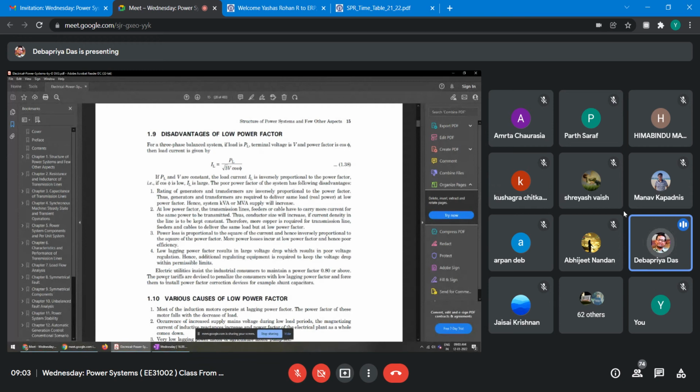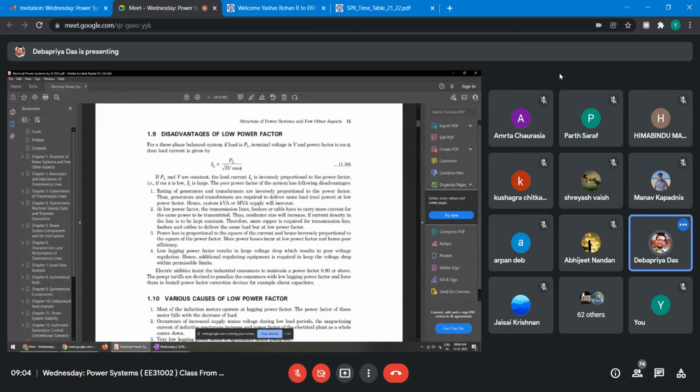And low lagging power factor causes a large voltage drop. Same thing I told you, written three or four times, but these are the concepts. Low power factor means low voltage at the receiving end, and power loss will increase in the network. That's why every electrical device must operate at a higher power factor.